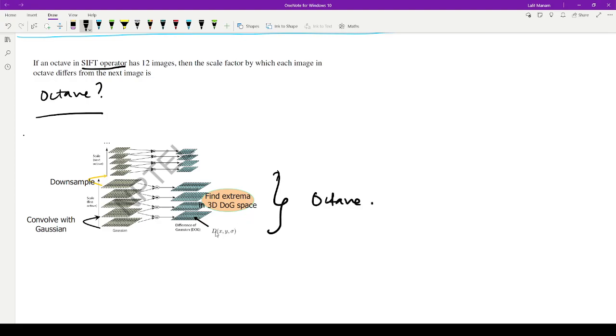Whatever operations you do in the first scale, you call it an octave. Again, in the next scale, whatever operations you do, you call it another octave. If you remember, we take difference of Gaussians in SIFT feature extraction itself, because we want to work on different scales. So how do we downsample the scales? You cannot directly downsample the images just by taking alternate pixels or every fifth pixel or something like that. Do you know why?